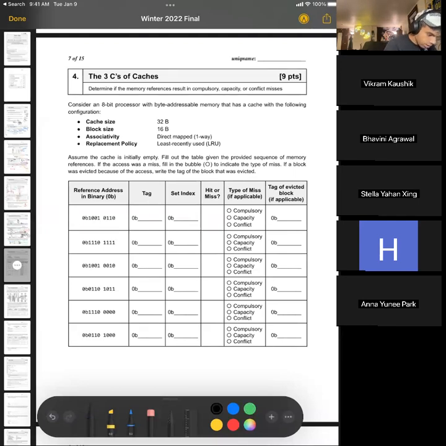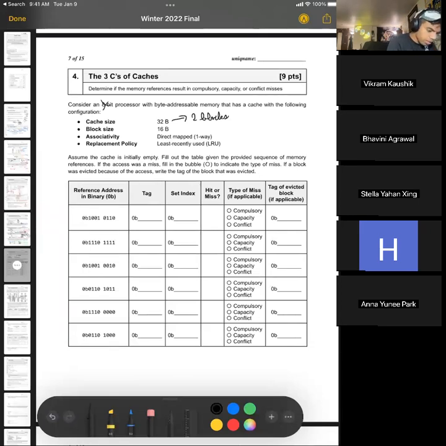So reading through this, it says we have an 8-bit processor. I don't think that really matters. With byte addressable memory that has a cache with the following configuration. So 32 bytes, a block size of 16 bytes. So that tells me that this cache contains 2 blocks. And then it tells me that this cache is directly mapped.